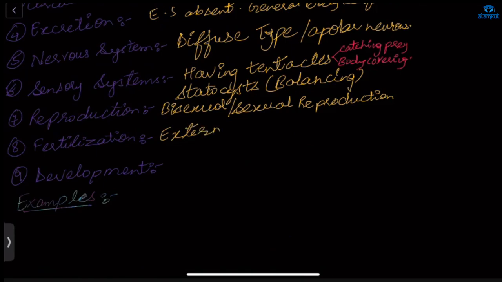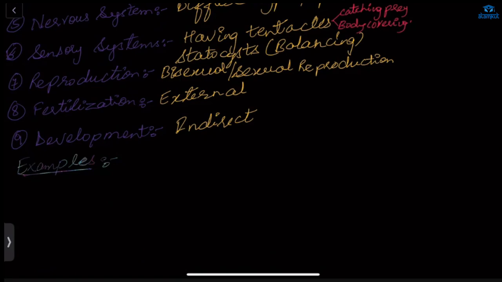So fertilization is external, development will be indirect. Jab bhi fertilization external hoga, development indirect hoga. Now example, only two examples you have to remember. Out of these two, only one is mostly asked, which is Pleurobrachia.